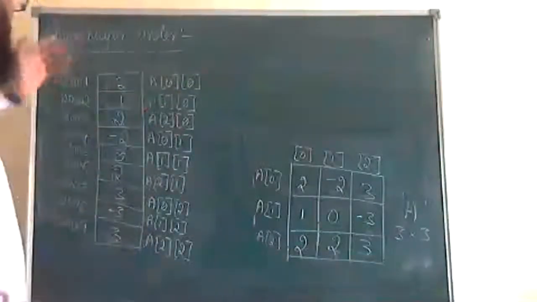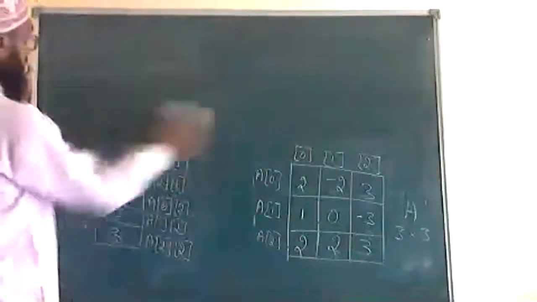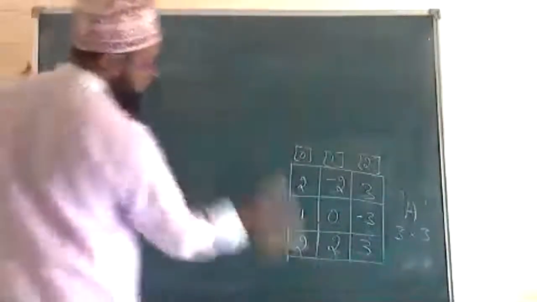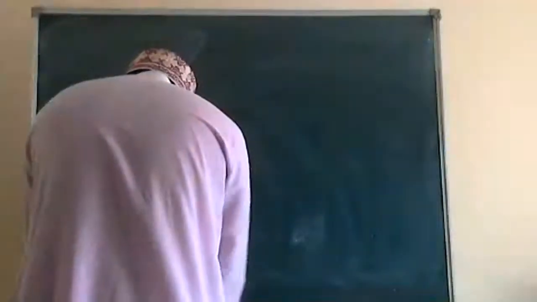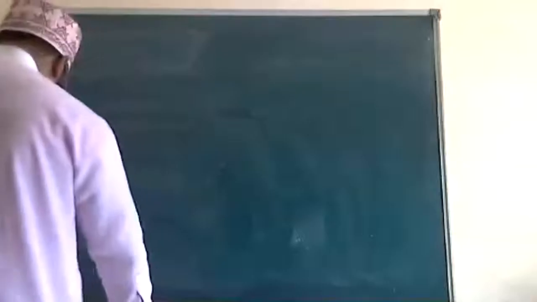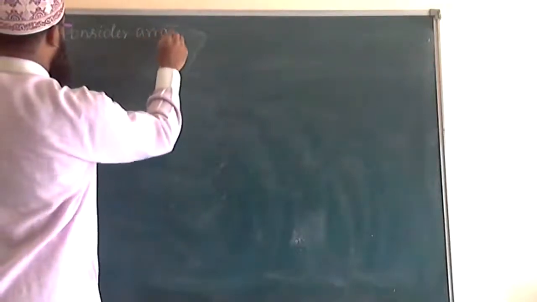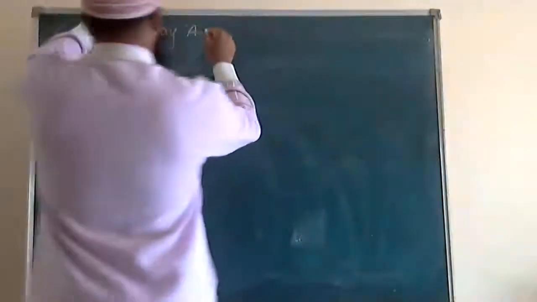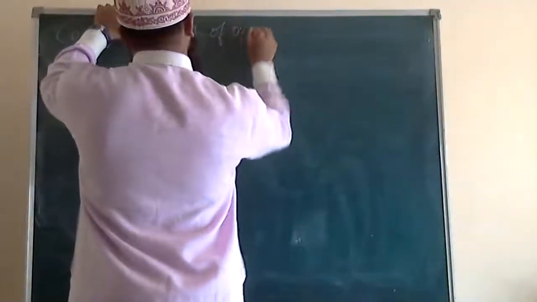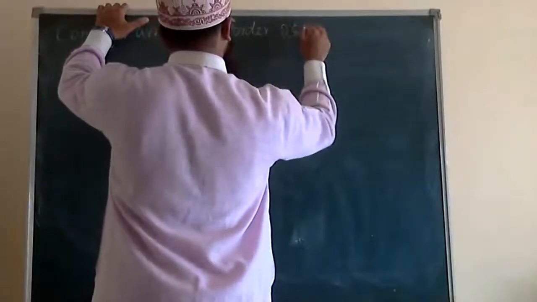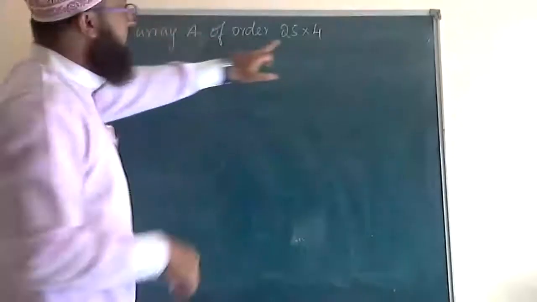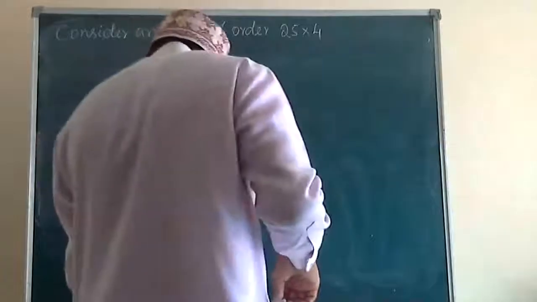So by these entries, you are now aware of row major order and column major order. Now we shall take a problem and try to solve that problem using row major order and column major order. I'll write a question also so that you can understand how this is going to work. Consider array A of order 25 cross 4. This means m into n is 25 into 4.